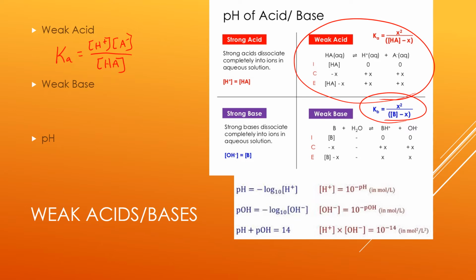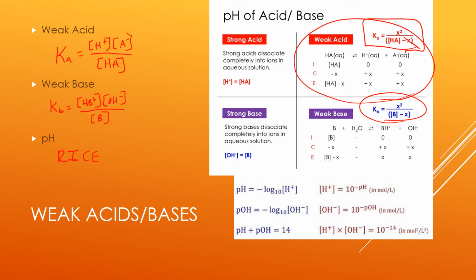For a weak base, your Kb is going to be your HB+, which is basically your conjugate acid here, times OH-, and then you divide by the concentration of the base that you started out with. To figure out the pH, you have to do your ICE charts. And so there's an example right here of your ICE chart. So you would set up your Ka expression.